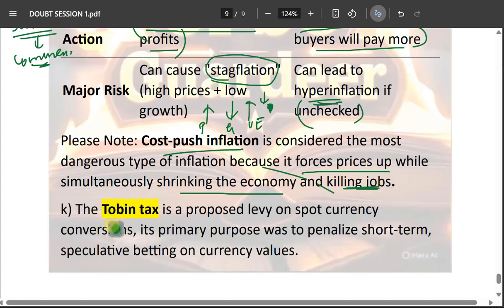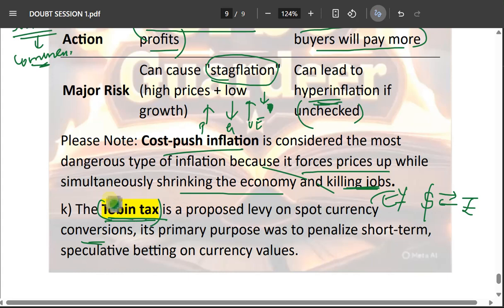Next, the Tobin tax. One person has asked to explain the Tobin tax. It is a proposed levy on spot currency conversions, for example dollar to rupee. Either way, whether you convert dollar to rupee or rupee to dollar, not only this, but yuan, euro, anything, if you are doing a currency conversion, there is a tax. It was introduced not in India but outside, a European and American concept. Tobin tax has to be levied on spot currency conversion.